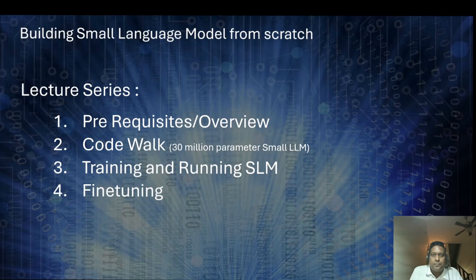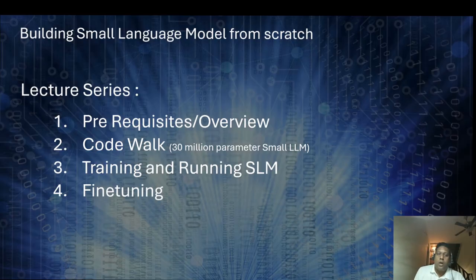Now, for this lecture series, really it's going to be a 4-part series. This first one will be prerequisites and overview, where we'll go into the concepts of LLM, the architecture, and some of the key definitions. And then the second part would be a code walk on how to build this LLM. And then we'll train and run this small language model, and then talk about fine tuning, right?